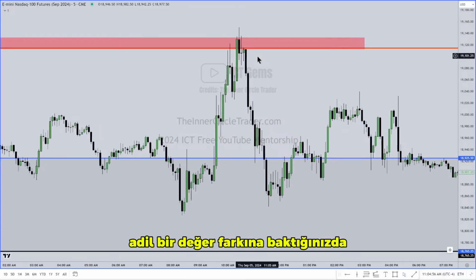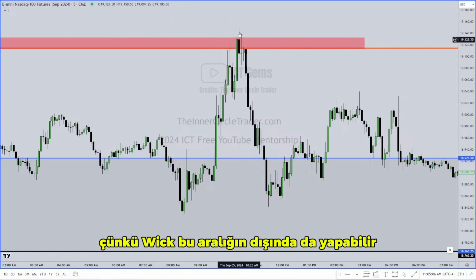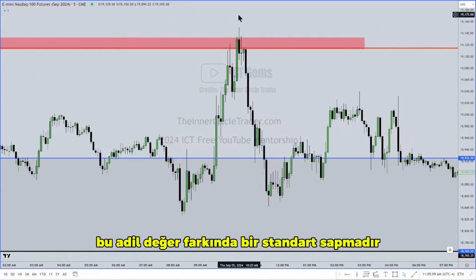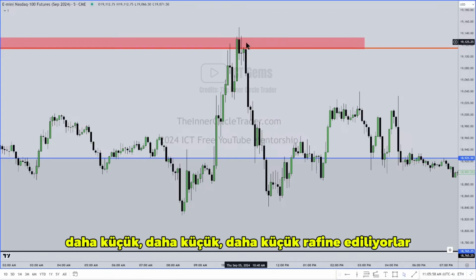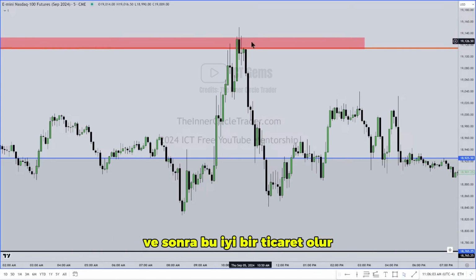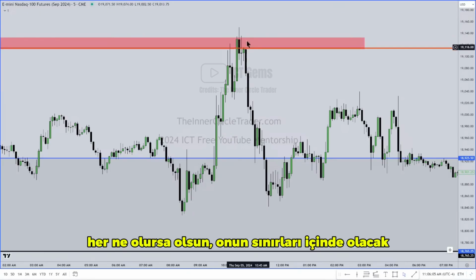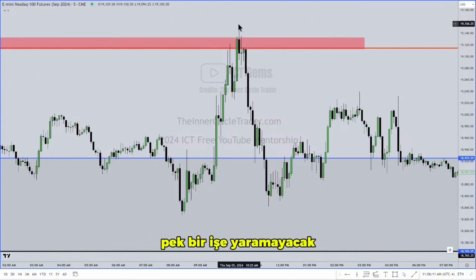When you're looking at a fair value gap, how far can it go outside of the range that defines that fair value gap and still be good? How wide is the fair value gap? Because the wick can do that range outside of it. That's one standard deviation on the fair value gap. That is not changing anything for me. The fair value gaps, when you're looking at them like this, they're getting refined smaller and smaller and smaller. They're not going to go 5 times this, okay? And then so it's a good trade. It's going to be within the realm of whatever this fair value gap width is. It can color outside the line that much. Generally, it won't do that much at all, but that's the rules for it.